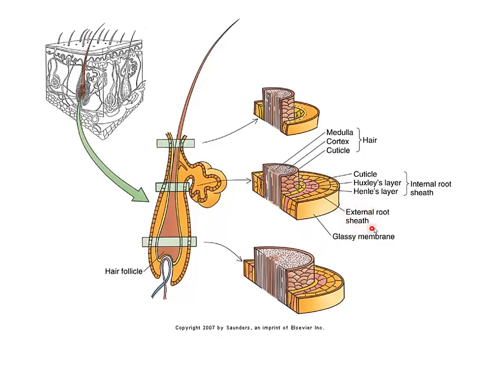We've got the external root sheath. We then have the internal root sheath that will divide into these three layers. And then we have the actual hair itself that we'll talk about.